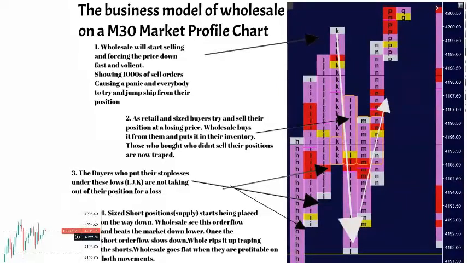start getting into positions, creating supply in the market, right? And as they start placing these orders, wholesale sees the order flow and beats the market down lower and lower and lower, because if somebody's going to place long orders going up or short orders, they're going to do what the wholesale's job is and provide that liquidity, right? And then once the short order flow starts slowing down, wholesale is going to rip it up, trapping the shorts. And then once wholesale goes flat, wholesale will go flat when they're profitable on both movements. And then they rinse and repeat.